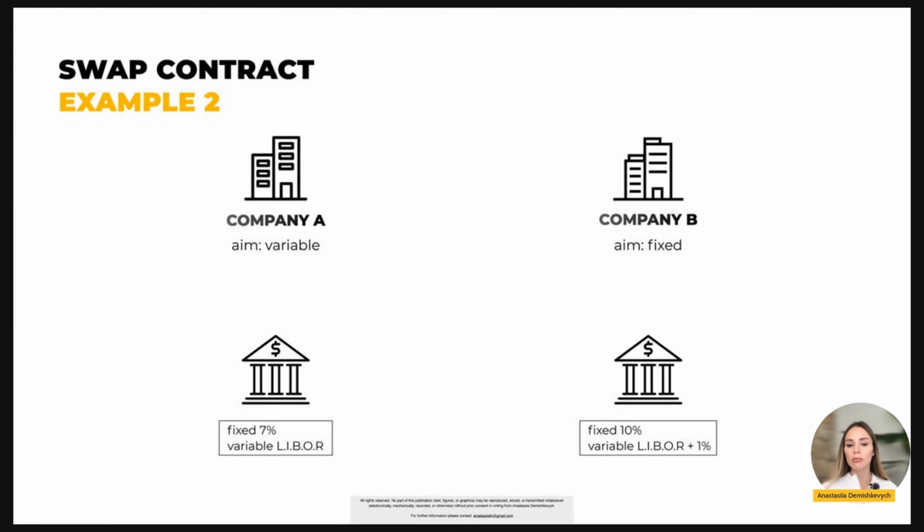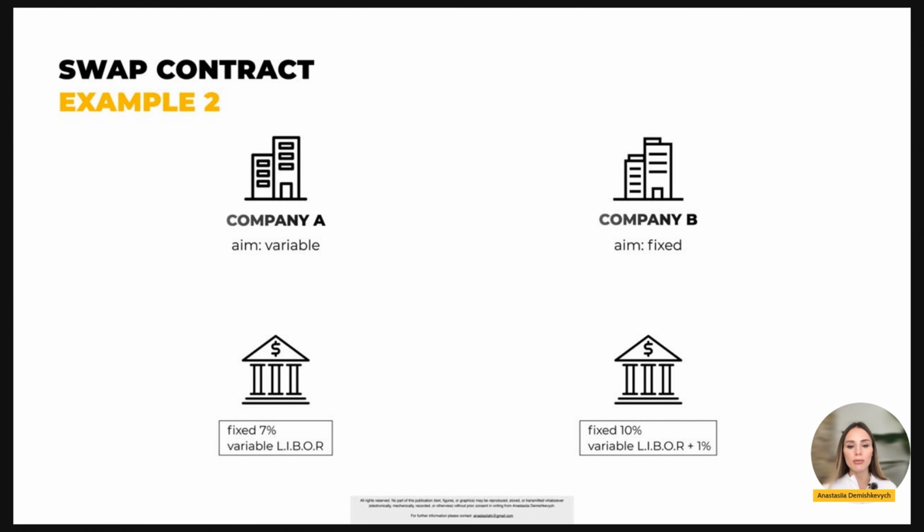Company A, being large and well established, approaches Bank A, which offers the following: a fixed rate loan at 7% or a variable rate loan at LIBOR. Company B, being smaller and less well known, approaches Bank B, which offers the following: a fixed rate loan at 10% or a variable rate loan at LIBOR plus 1.